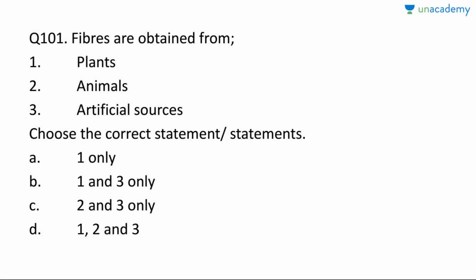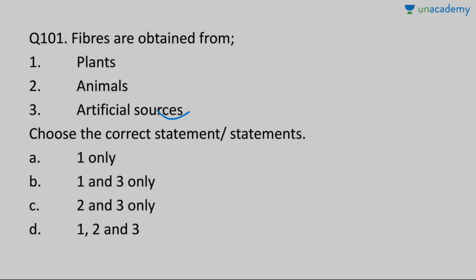Fibers are obtained from which of the following? Plants, obviously. Animals, obviously. Artificial sources, obviously. Like you might be knowing about silk, so that is obtained from animal. Jute is obtained from plant. Nylon is a synthetic or artificial source. Answer here is D, that is 1, 2, 3.